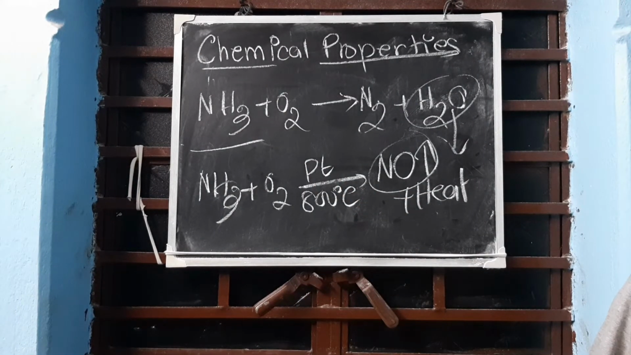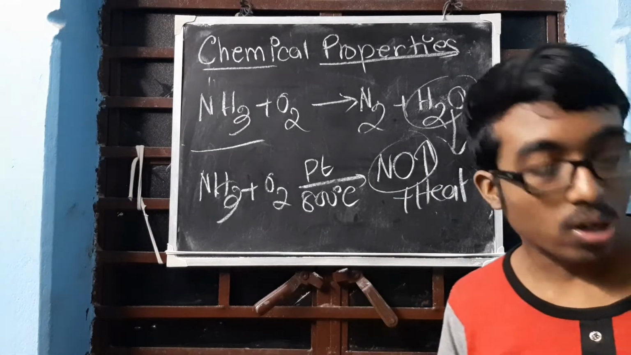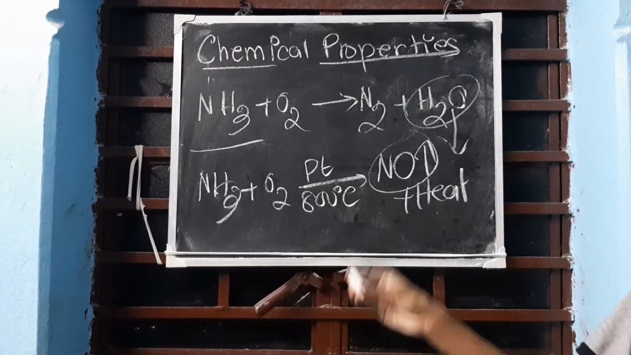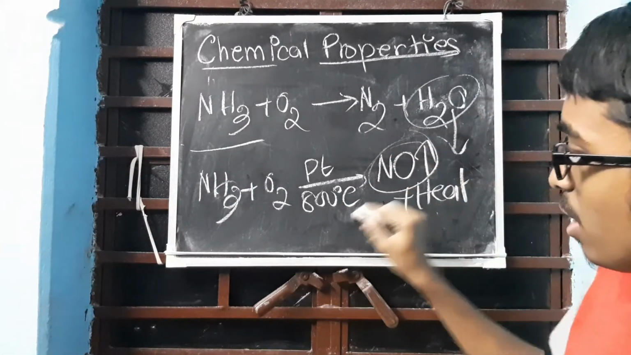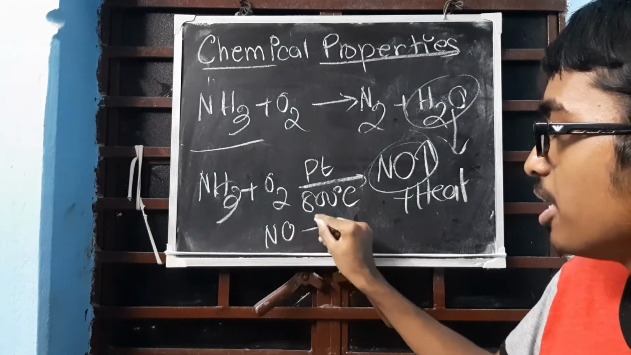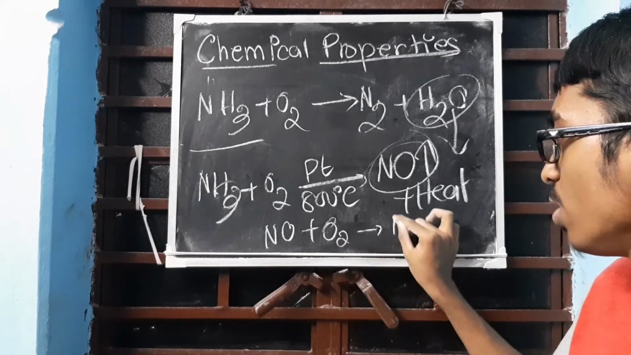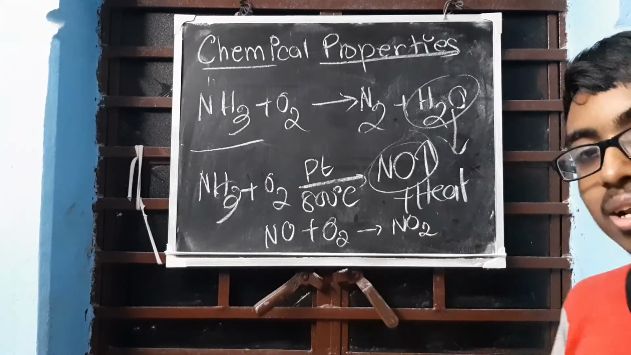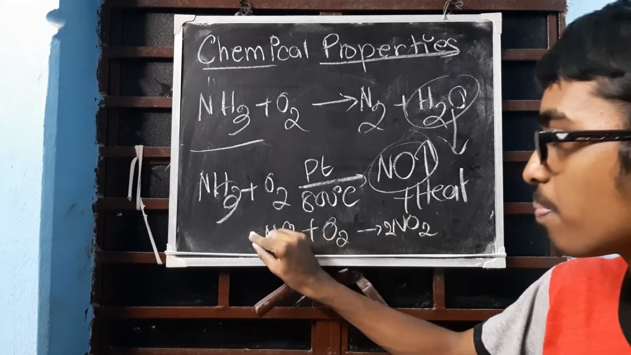Next, ammonia. Before we move on to the next observation, what observation will you get? This NO has no observation. But NO is a very unstable compound. It will combine with another O to form NO2. Clear?